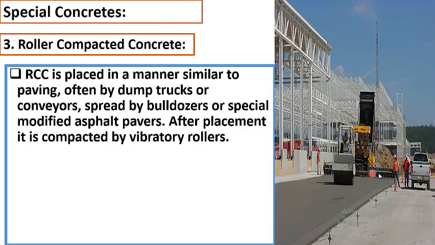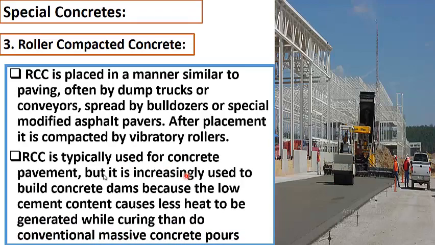As you can see here, here is the modified asphalt paver, because this concrete has zero slump and its workability is very low, and it's very difficult for laborers or workers to spread the material. So the modified asphalt pavers are used, and after placement it is compacted by vibratory rollers, as you can see here in the picture.